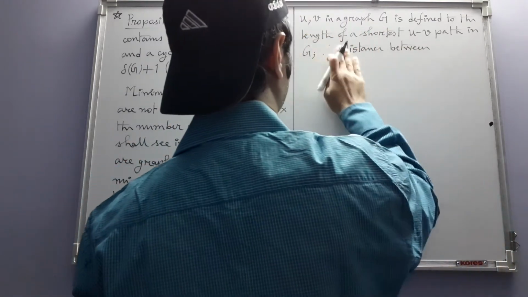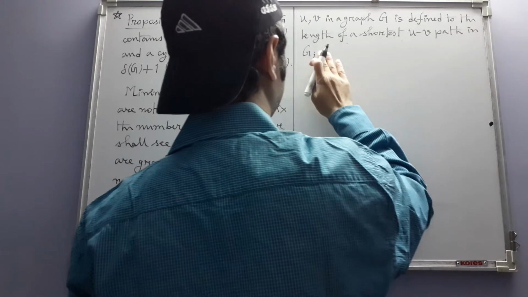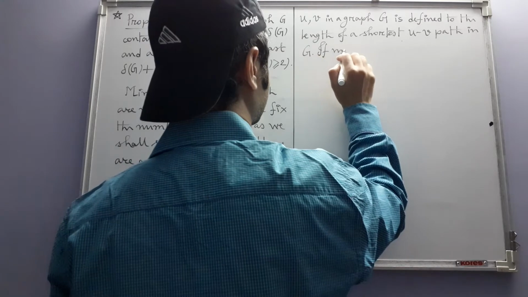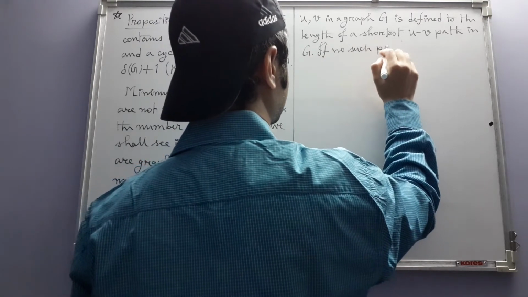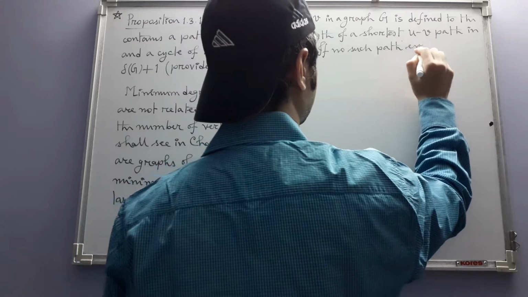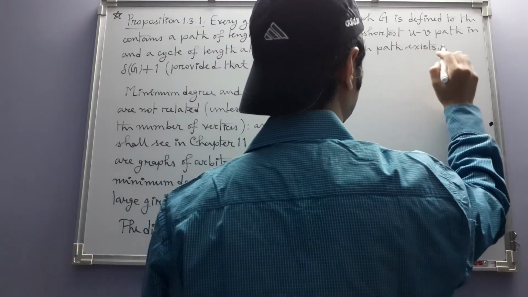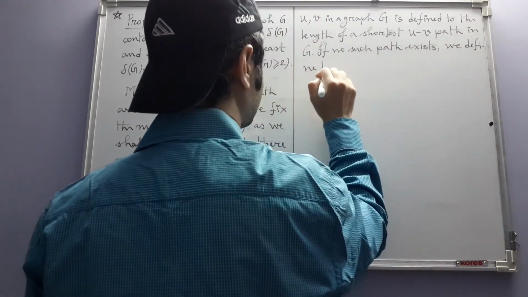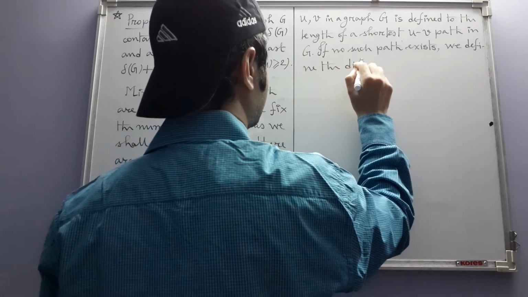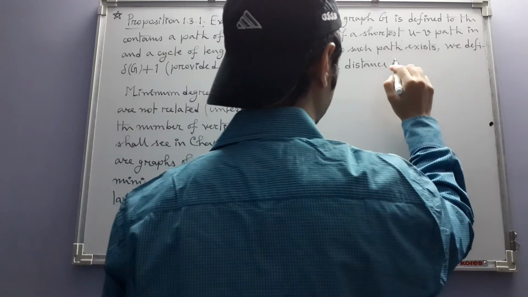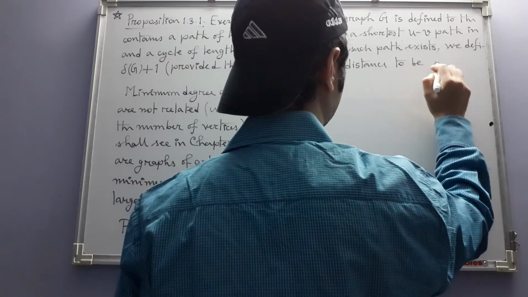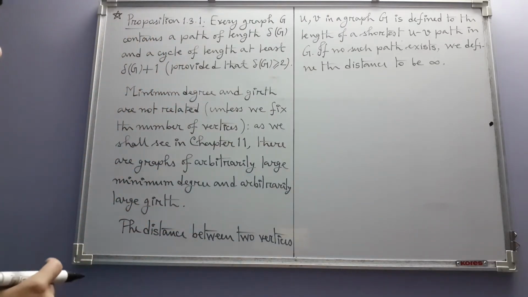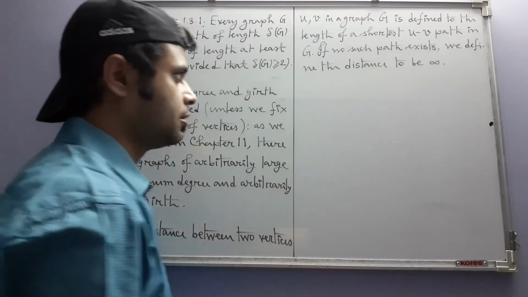We have to say the other possibility also has to be defined. If no such path exists, we define the distance to be infinity. That is, we treat the vertices as being infinitely far away from each other.